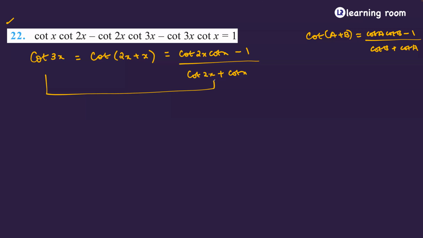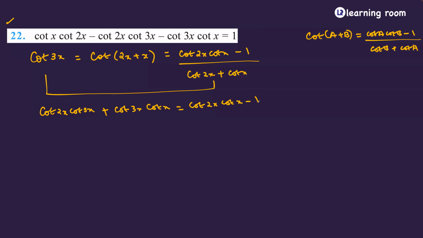Right? So what I will do is I'll take this cot 2x plus cot x and multiply with this cot 3x. Then what will I have? Cot 3x multiplied with cot 2x is cot 2x into cot 3x. Cot x multiplied with cot 3x is going to be cot 3x into cot x, is equal to cot 2x into cot x minus 1.